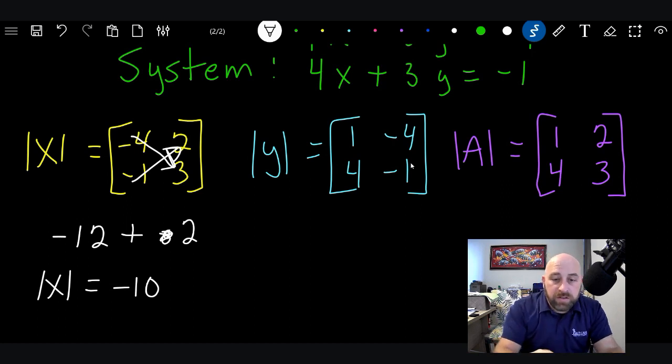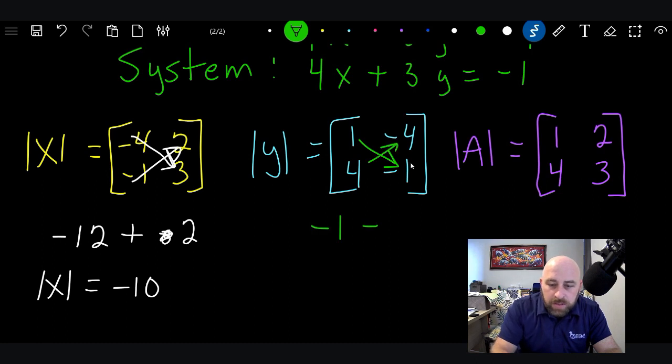All right, so now let's do the y determinant. We're going to do this one, and we're going to get -1. Minus, go this way, and we're going to get -16. So negative, that's going to be a positive. So that's going to give us positive 15. So that's the y.